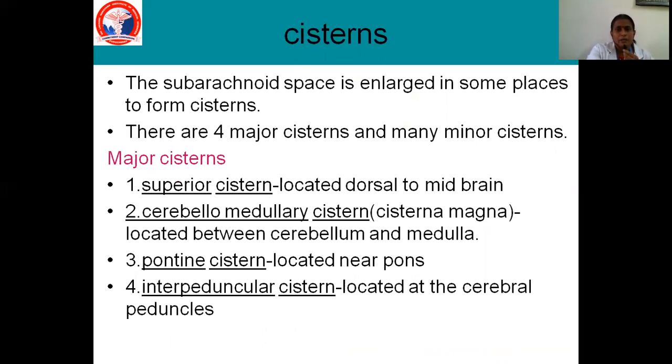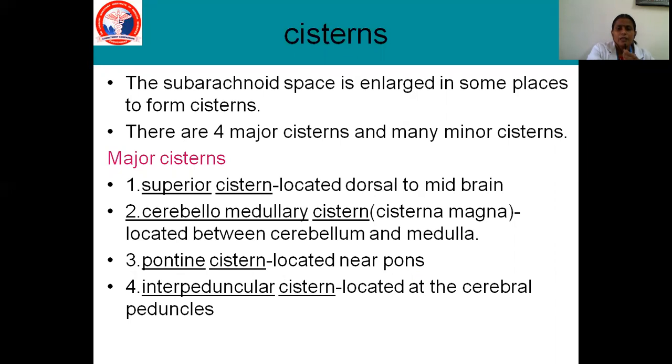And the next concept is cisterns. Cisterns are the enlarged subarachnoid space. That is, the subarachnoid space is enlarged in some places to form the cisterns. There are four major cisterns and some minor cisterns also present. The four major cisterns are the superior cistern, cerebellomedullary cistern, pontine cistern, and interpeduncular cistern.